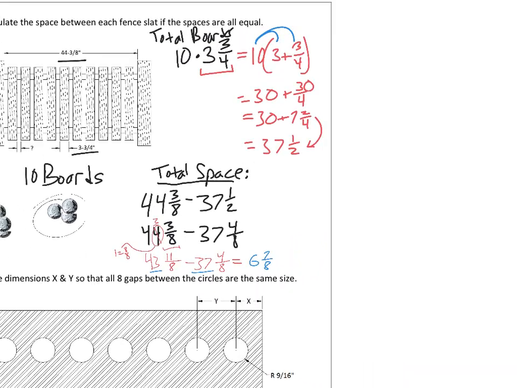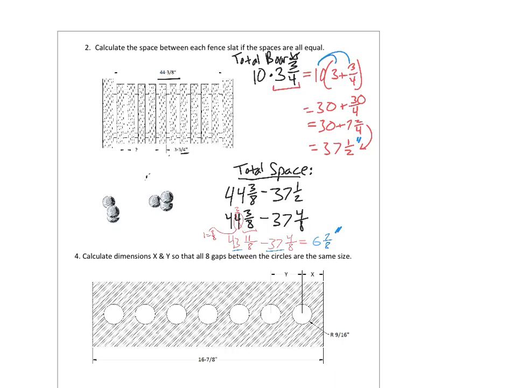Okay, so we're reviewing lots of fraction stuff here, and you have to keep track of what we're doing. Notice I've labeled these things. This is our total of all the boards, and we subtracted that and got the total of all the space. So now let's go ahead and figure out what one space would be.